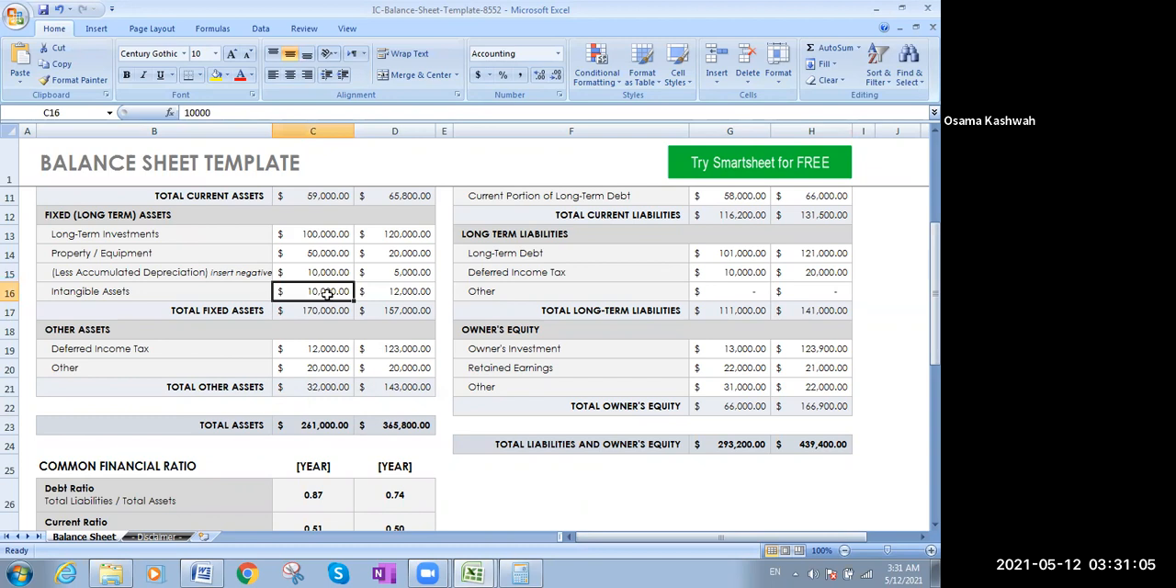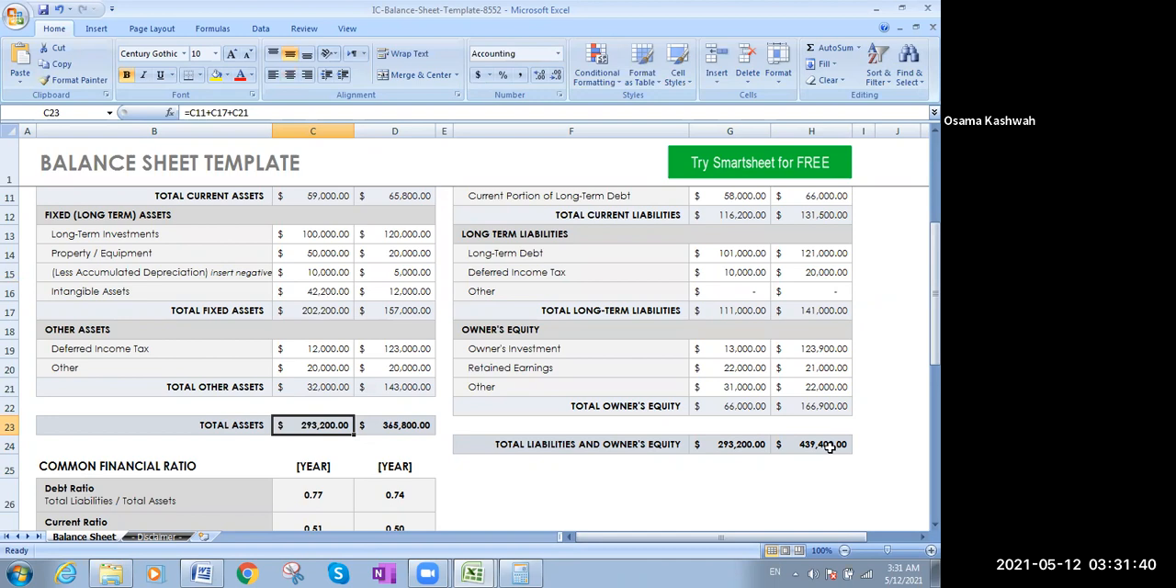So the amount 32,200 plus what was there, 10,000, let me now do it: 42,200. Check how it will look now. Will it be balanced or not? Yes, it is balanced now. 293,000, and here is 293,000. Likewise, I will do the same here.